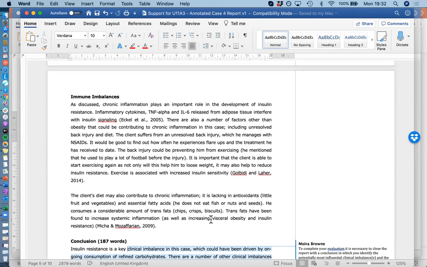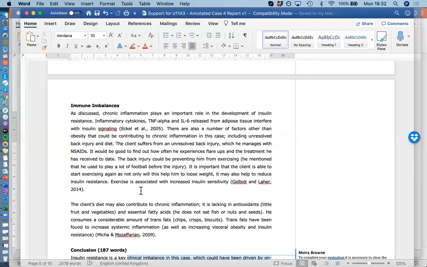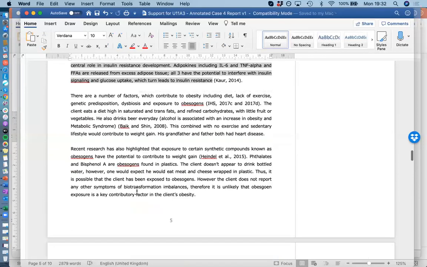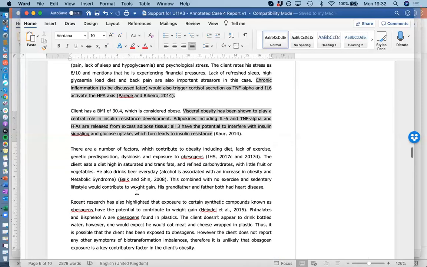If possible as well, it's important to include some mechanisms. So you can see here, let me just find you one. So you see here, the client has a BMI of 30, which is considered obese. Visceral obesity has been shown to play a central role in insulin resistance development. And then this is the mechanism. So adipokines, including interleukin-6 and TNF-alpha, and free fatty acids are released from excess adipose tissue. All three have the potential to interfere with insulin signaling and glucose uptake, which in turn leads to insulin resistance.